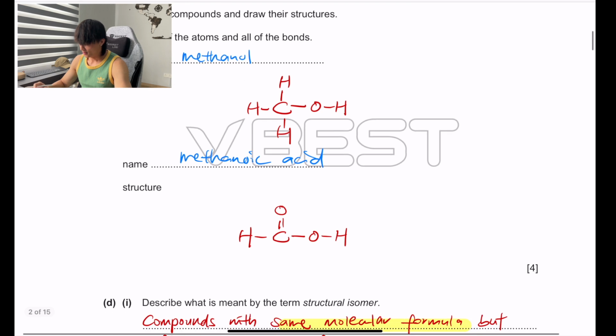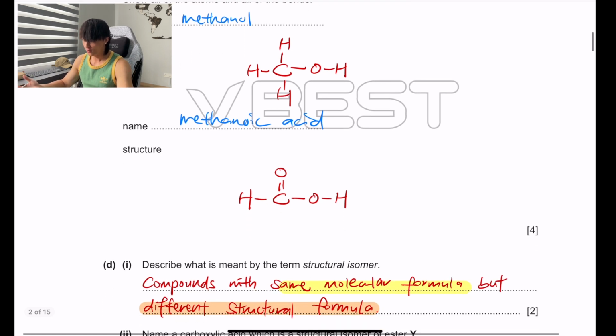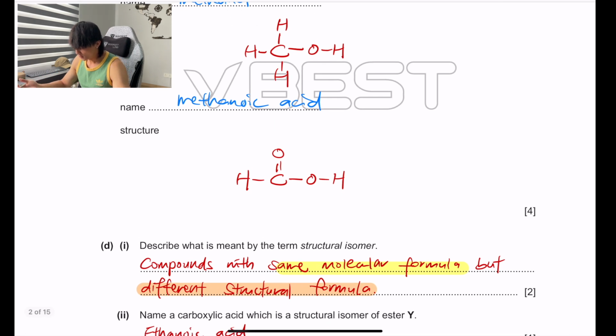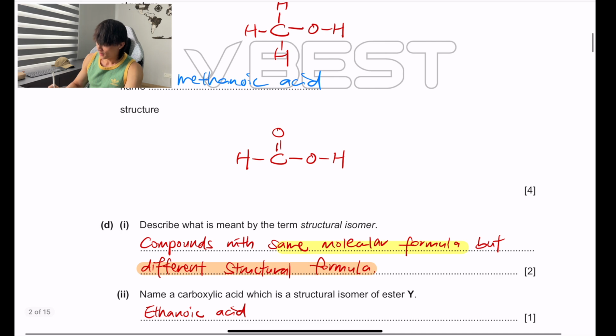Then, how do you define the term isomer again? Isomer means compounds with the same molecular formula but different structural formula. Those that are highlighted are the keywords that you have to mention in order to get full marks. And then what is the carboxylic acid which is a structural isomer to ester Y? They ask you for a carboxylic acid as isomer to Y.